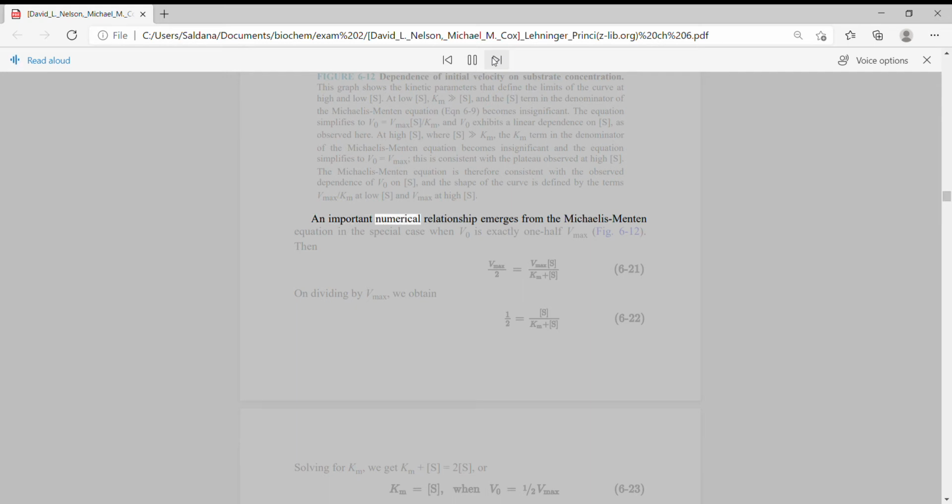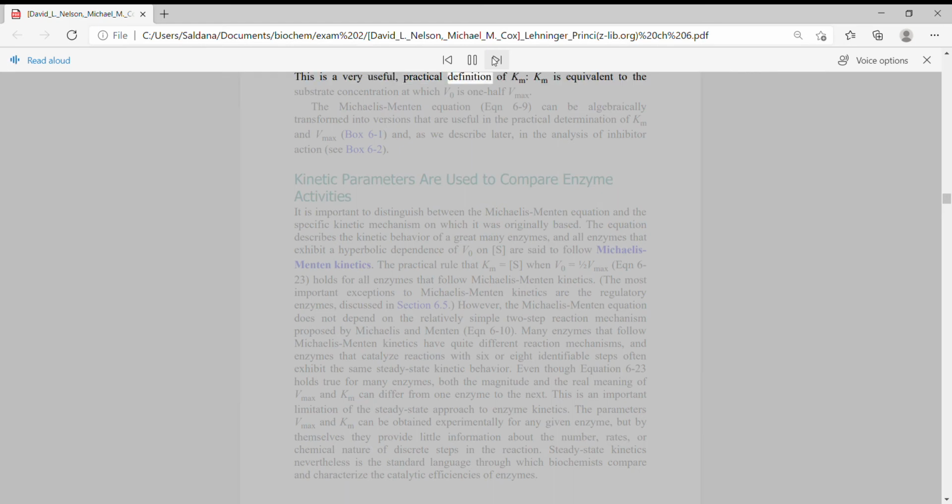An important numerical relationship emerges from the Michaelis-Menten equation in the special case when V0 is exactly 1/2 Vmax, Fig. 6-12. Then, on dividing by Vmax, we obtain the following. Solving for Km, we get Km plus S equals 2S, or Km equals S. This is a very useful, practical definition of Km. Km is equivalent to the substrate concentration at which V0 is 1/2 Vmax.